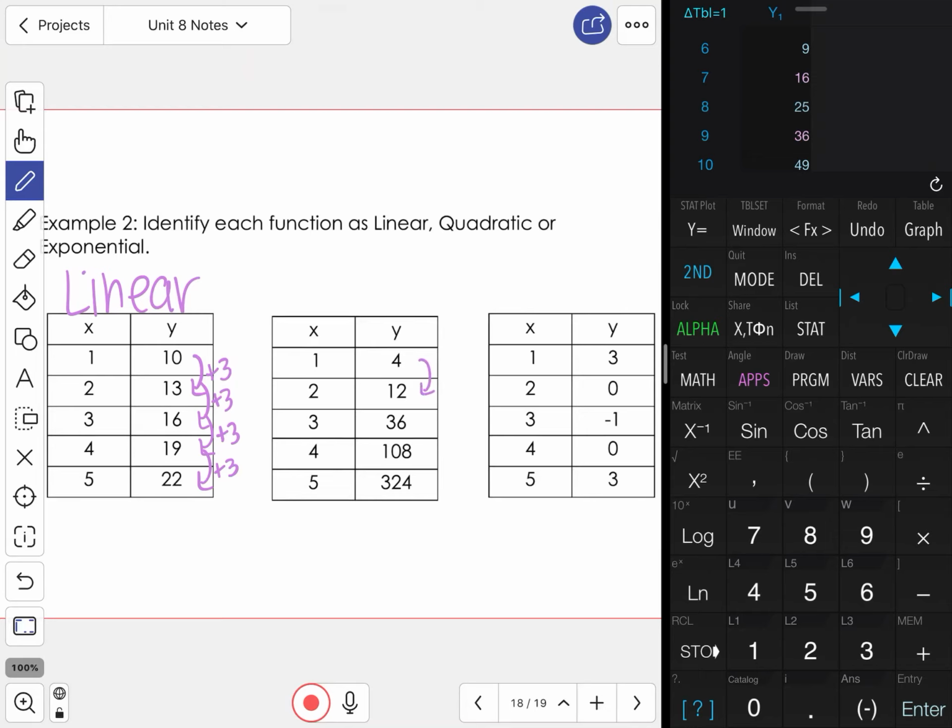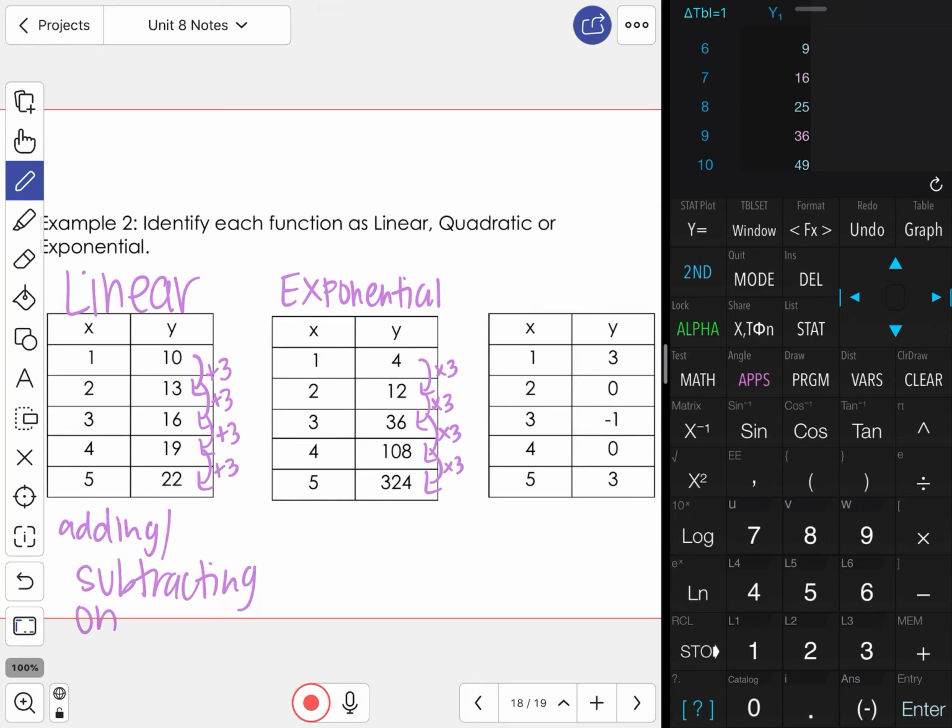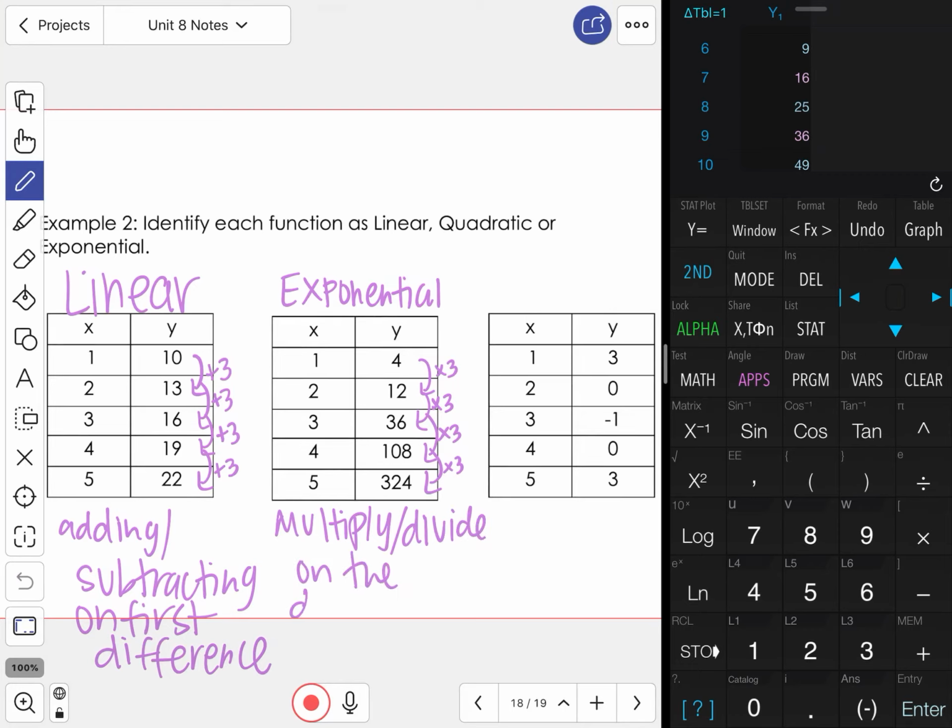Okay, let's look at the next one. I'm looking for a pattern. So these numbers are getting big very quickly, which means it's probably multiplying by something. So to get from 4 to 12, from 12 to 36, I can see that it's multiplying by 3 each time. So that means that whenever it's multiplying, we have an exponential function. So with linear, we're either adding or subtracting on the first difference. If we are on exponential, we're multiplying or dividing on the first difference.